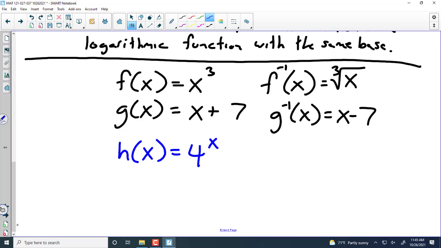There's an exponential. The inverse of every exponential is a logarithm. What's the base on this exponential? 4. Its inverse function, therefore, is log base 4 of x. That is how you write an inverse function for an exponential.